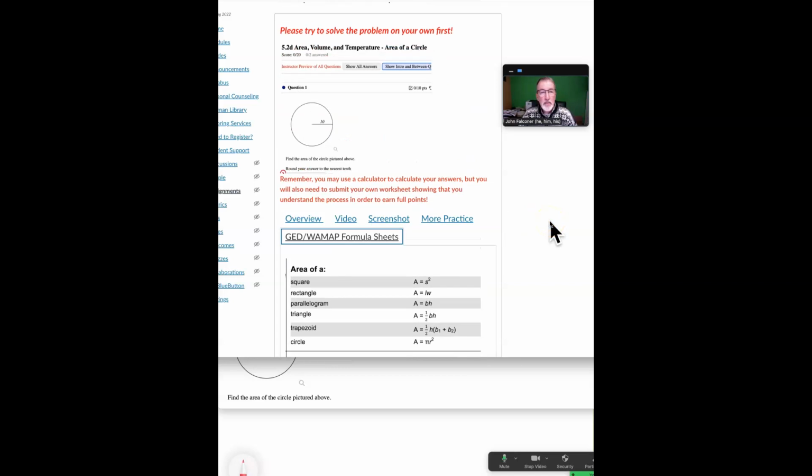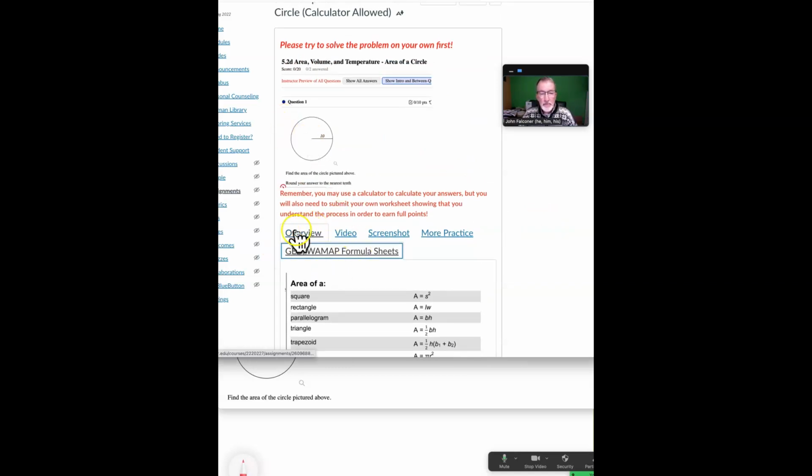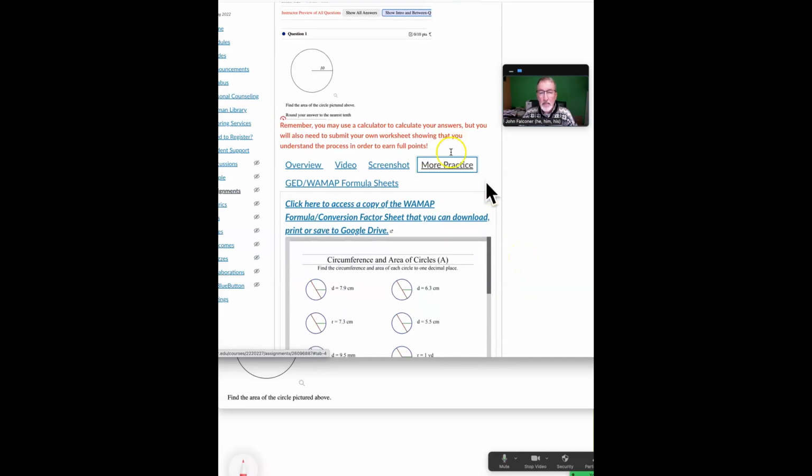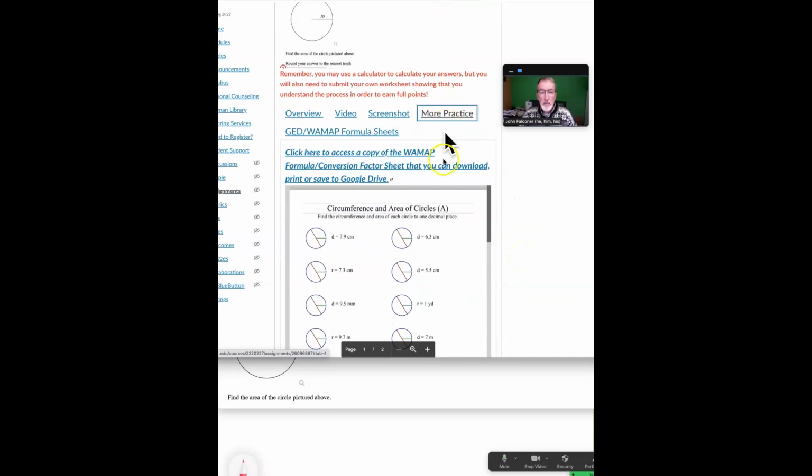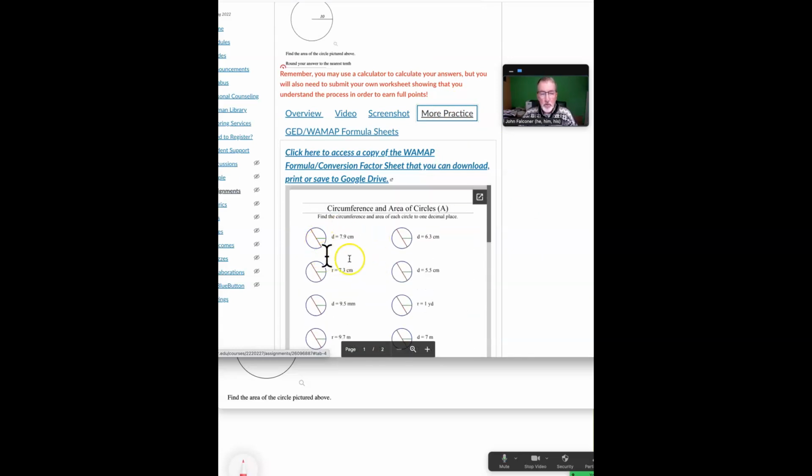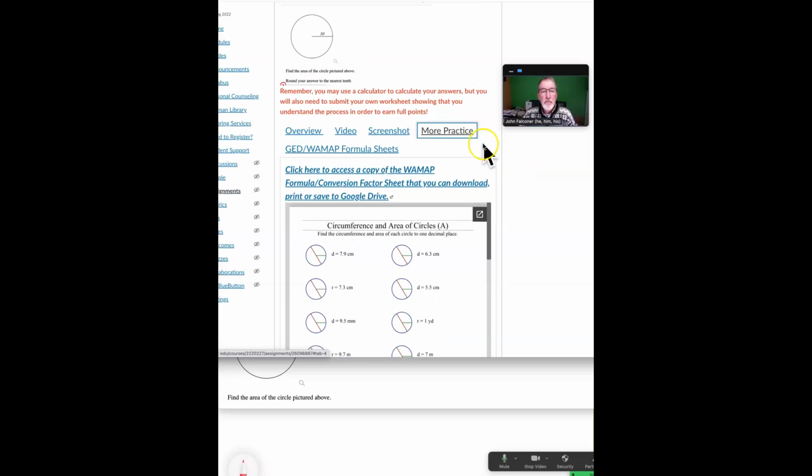We got the formula, we got our number, and then if you need more practice, you can click the More Practice tab, and there's a practice sheet you can work on inside of WAMAP, and the answers are on the next page, but try to work these on your own first. And then if you want to make your own copy of this sheet, you can click here and it will create one in your Google Drive account.